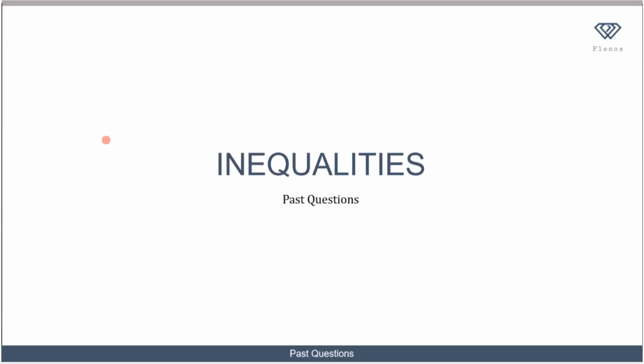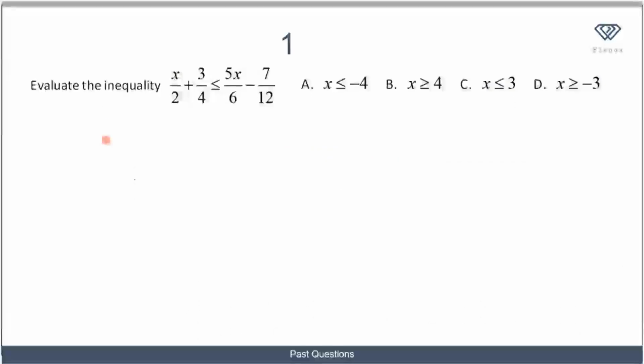Now we'll be solving some past questions so that you can see how we apply the concepts that I've learned to solve practical questions. So first, we are told to evaluate the inequality x over 2 plus 3 over 4 is less than or equals to 5x over 6 minus 7 over 12. So we write that out.